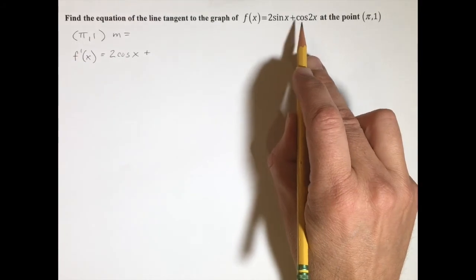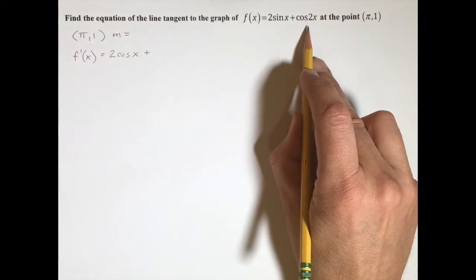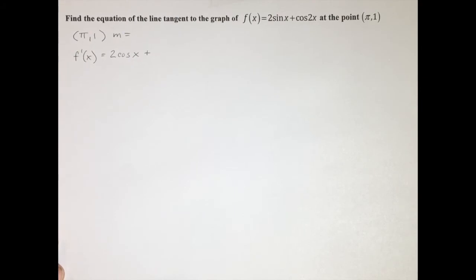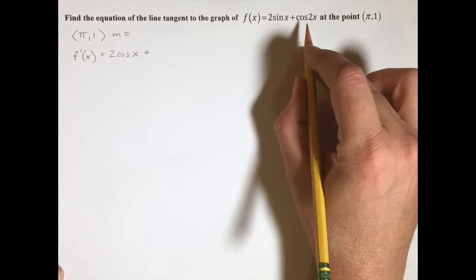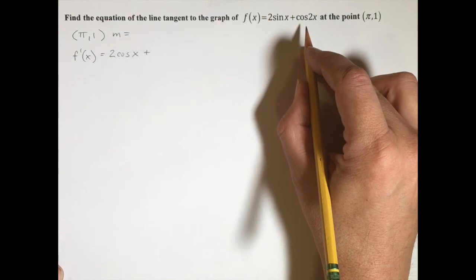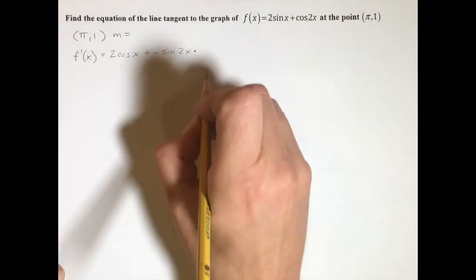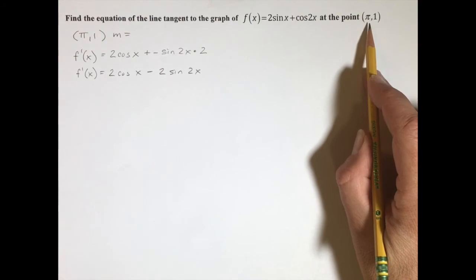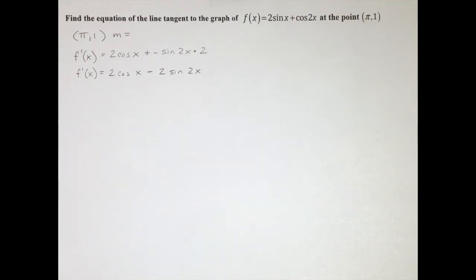Then I'm going to add the derivative of cosine 2x, which of course will require using the chain rule. The derivative of cosine is negative sine, so the derivative of cosine 2x is negative sine 2x times the derivative of 2x, or times 2. Let me neaten this up just a bit. Now that I know my derivative, I just need to find the slope of this graph at the x value of pi. Let's evaluate f prime of pi.